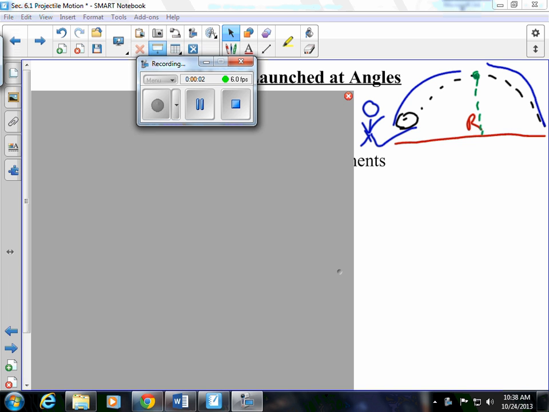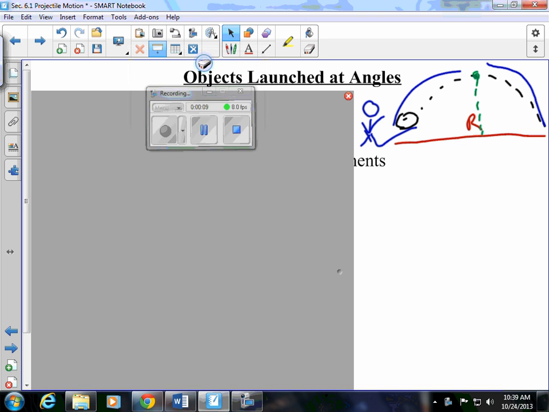Okay, this is part 2 of 2 of section 6.1.